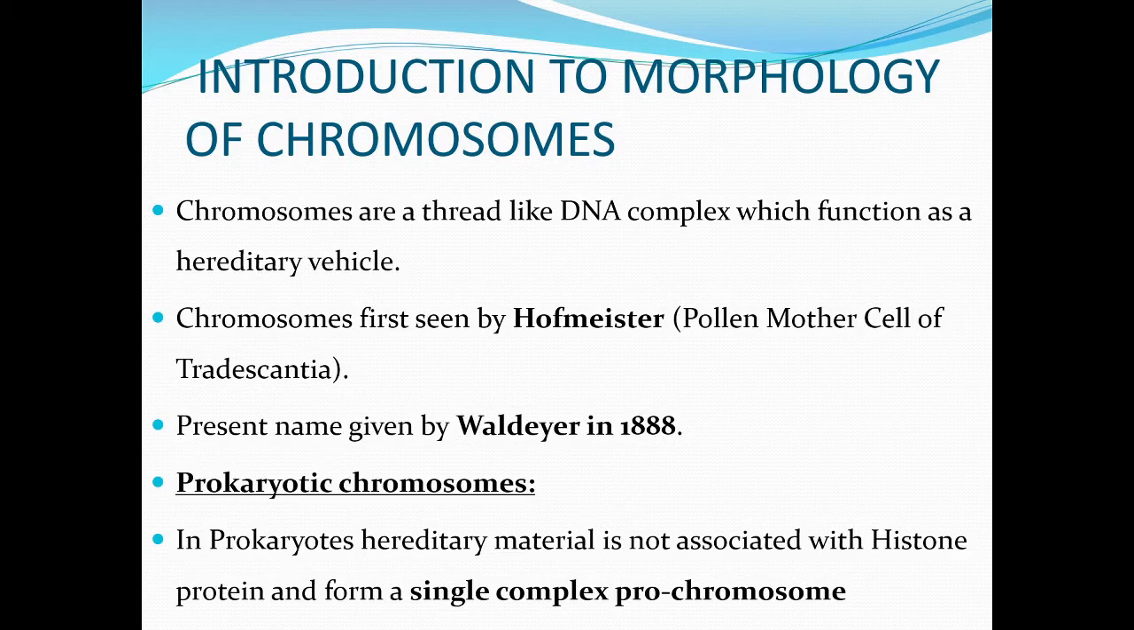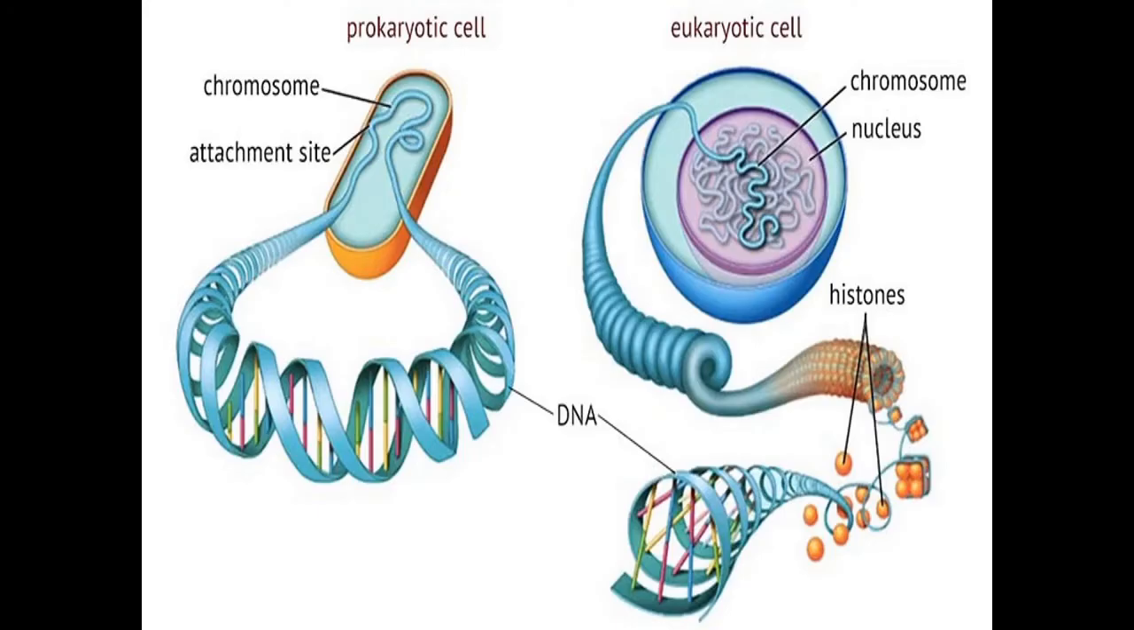Typically, the eukaryotic chromosome is present. The prokaryotic chromosome is a hereditary material and is not associated with histone protein and forms a single complex, the prochromosome. This slide makes it clear: the prokaryotic chromosome is nothing but circular double-stranded DNA without histone protein, whereas the eukaryotic chromosome is the complex of double-stranded DNA with histone protein.